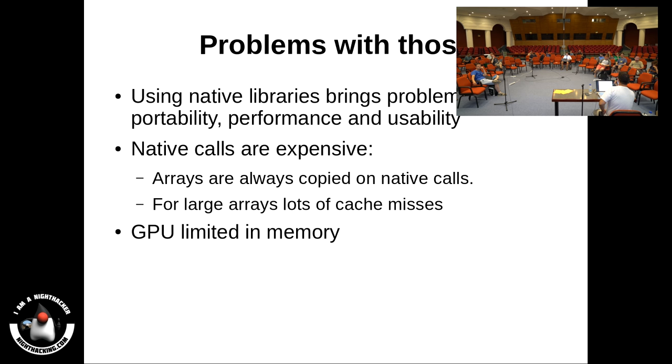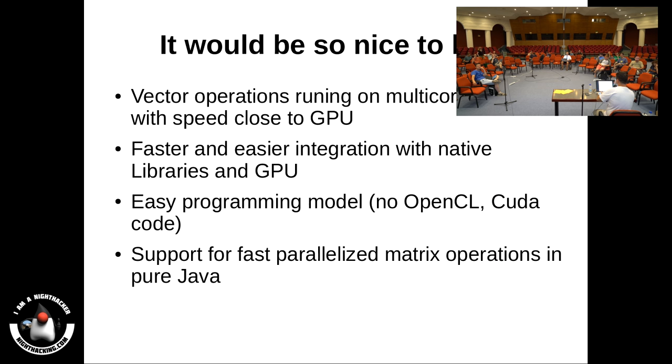When you want to deal with a large amount of data, there is a problem with GPUs, because GPUs have a limited amount of memory, and you have to create some tricks so you can partially process the data. So what would be very nice to have in Java, in order to have a better development experience for this kind of application, is vector operations running on multi-core CPUs with speed that is close to GPUs. As we heard at JCrete, there are already some initiatives for that, and we're going to look at them in more detail later.